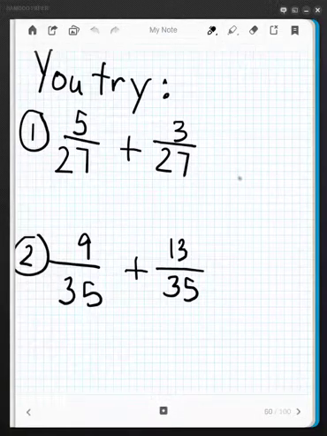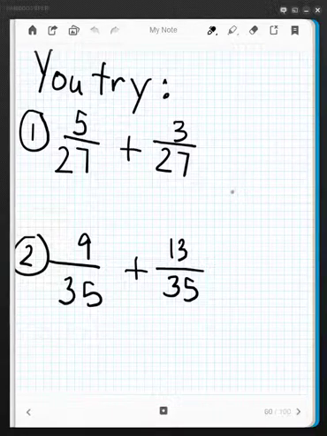Okay, so let's let you try these. Pause the video, and see if you can add these two fractions together with that brief explanation from a visual standpoint. If you can't, don't worry about it. I'm going to go over it in just a few seconds.